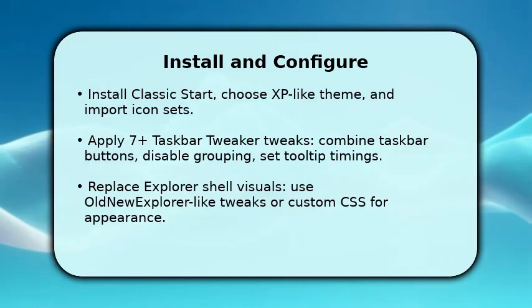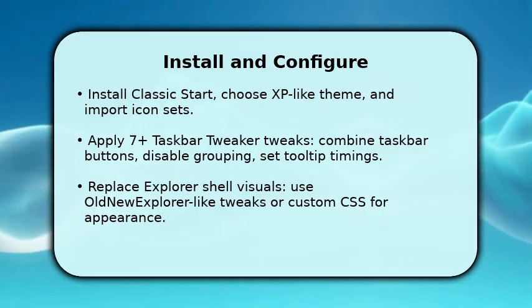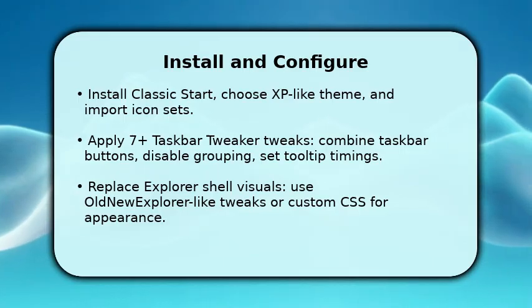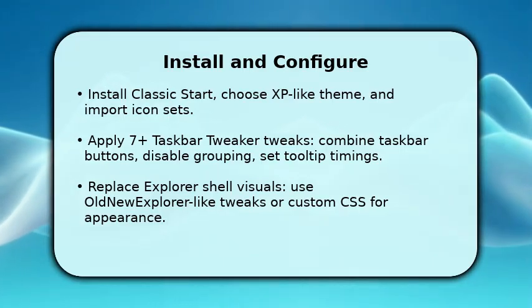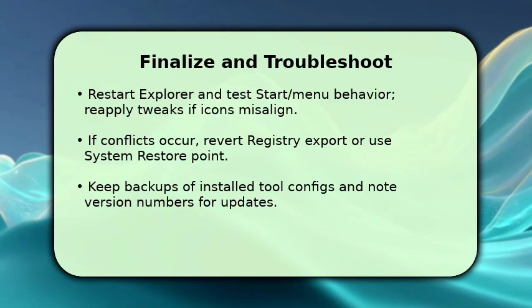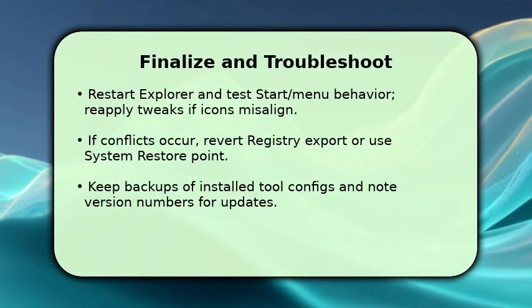For visuals, apply an Explorer shell tweak or lightweight theme patch that reverts spacing and context menu styles. This alters how the taskbar renders. Make sure to restart Explorer between steps so each setting takes effect. Finish by restarting Explorer and checking Start menu, Quick Launch, and taskbar icons.